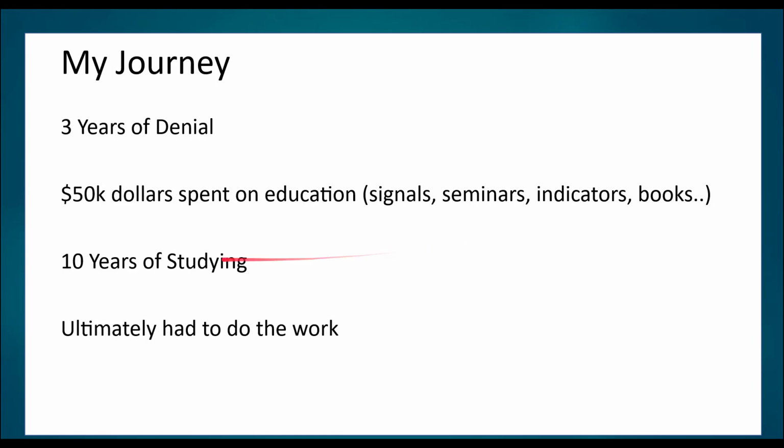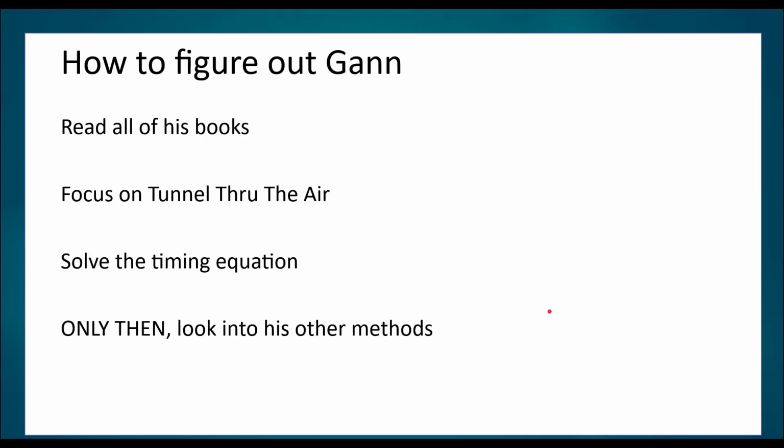Because the knowledge is not out there, it's not written in books, it's not just presented to you, you have to do the work to figure it out. It's just way too valuable to be floating around on the internet or anywhere else. Okay, so how do you study Gann? It's very simple. You read all of his books, then you focus your efforts on Tunnel Through the Air, which is said to be the most important book on financial markets.